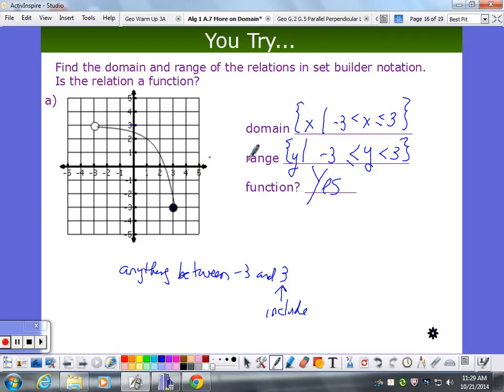Now that's X. Let's look at X now. -3 is not an input because I'll fall in the hole, but 3 is an input. So for domain, you go this way, for range, you go that way. Let's try another one here.